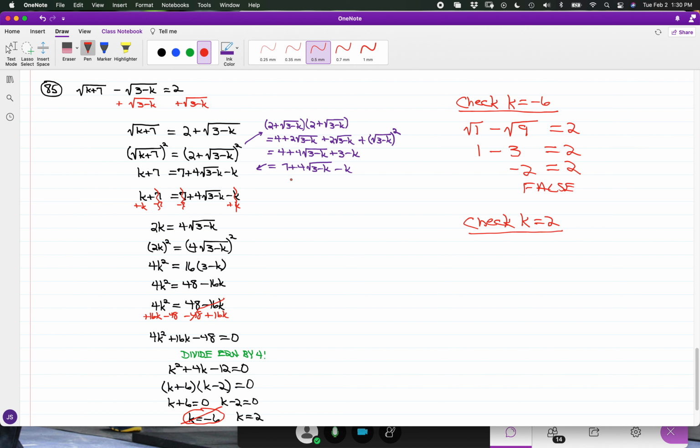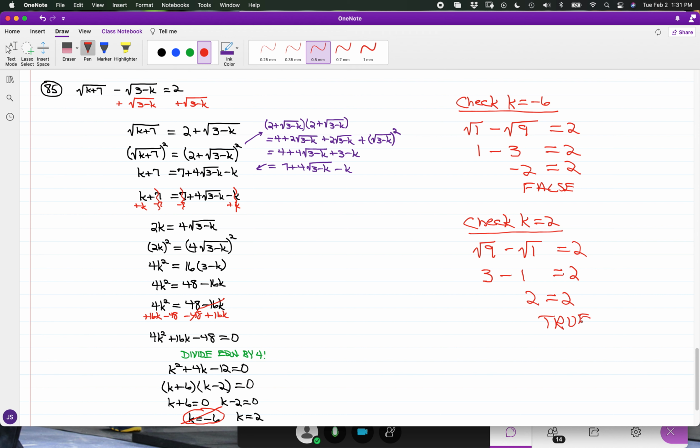And if I check k equal to 2, you've got the square root of 2 plus 7, which is going to be the square root of 9. And then minus the square root of 3 minus 2. So we have 3 minus 2 is 1. After substituting, the square root of 9 is 3. Bring down the subtraction, square root of 1 is 1. 3 minus 1 is 2. And we have that 2 is equal to 2.